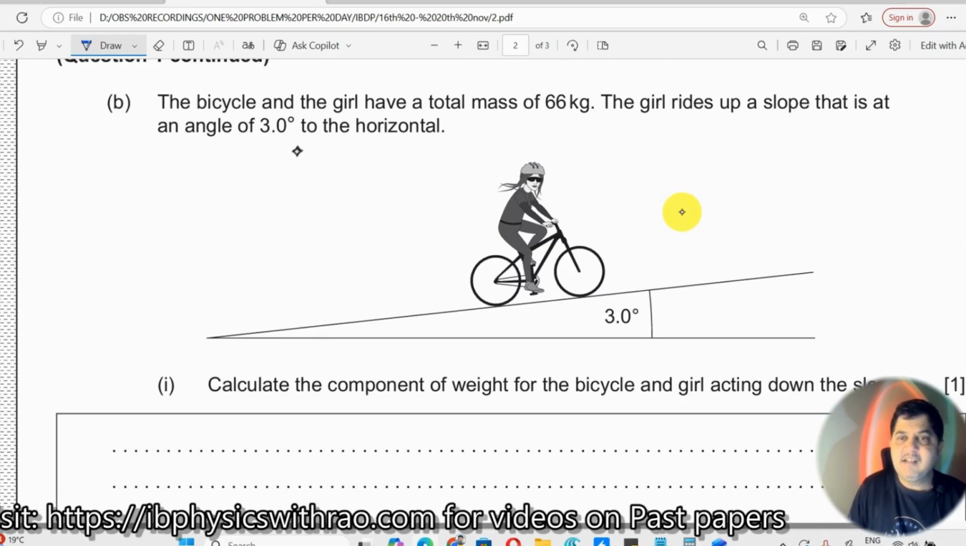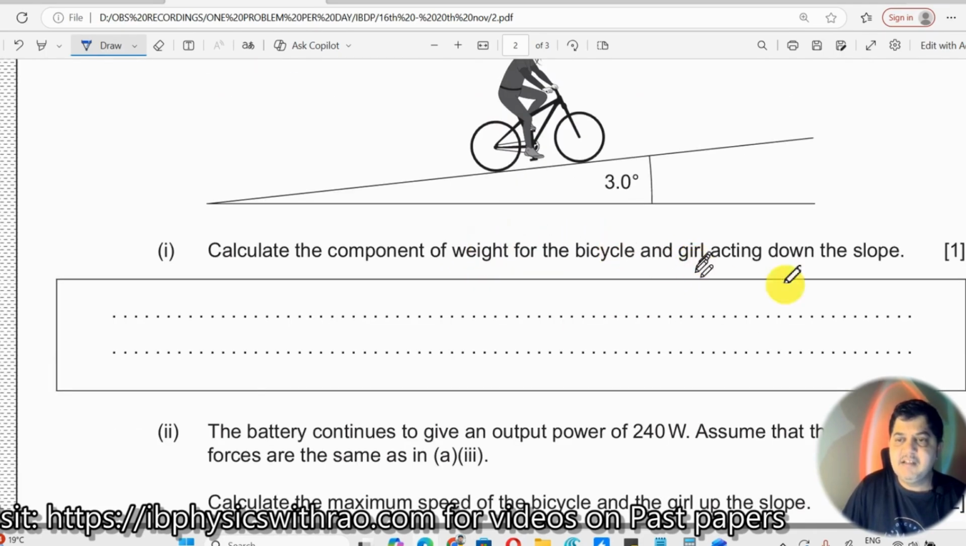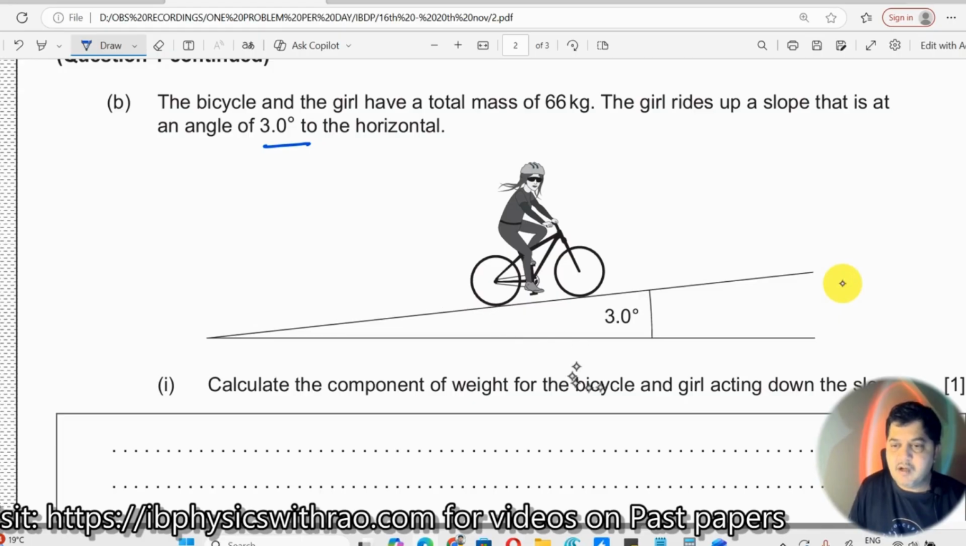The bicycle and the girl have a total mass of 66 kg. The girl rides up a slope that is at an angle of 3 degrees to the horizontal. Calculate the component of the weight of the bicycle and the girl acting down the slope. As you know from the free body diagram, if W is the weight acting like this, which we write as mg because we are all used to it, and this is my normal force.